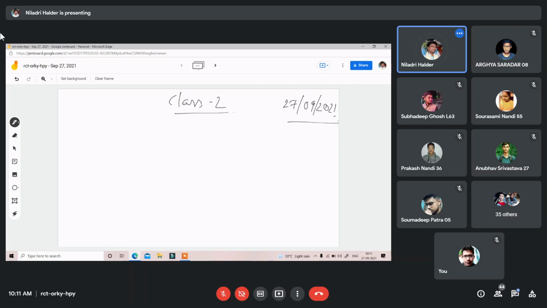In today's class, you have already done this part in the signal and system portion, but I'm just going to recapitulate some of the parts that are going to be needed in the next classes. So, some examples of signals. First one is the unit step.